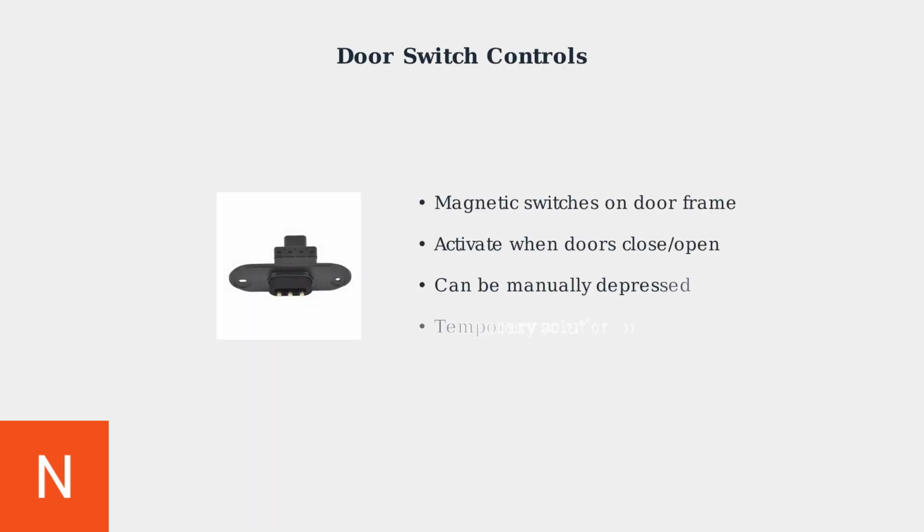Door switches are magnetic components located on the door frame where cargo doors make contact. These switches automatically control the lights based on door position. While you can manually depress or tape down these switches to keep lights off, this is only a temporary solution and not recommended for permanent use.